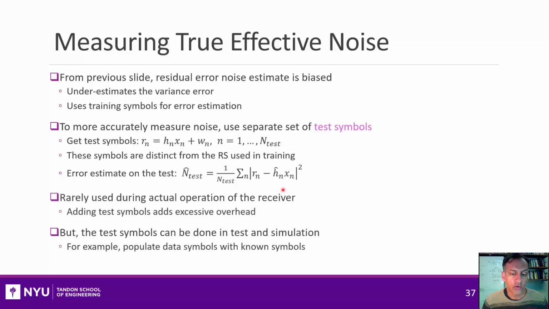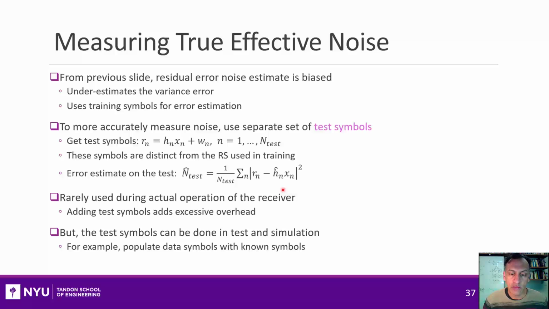Of course, you don't want to generally do this in reality, because this would add even more reference symbols and overhead into your system. You would have some reference symbols used for channel estimation, and then you take a separate set of symbols for the noise estimation, and that would be excessive overhead.